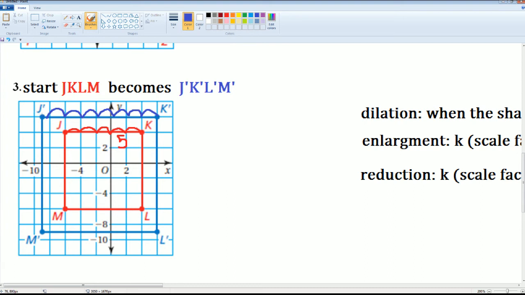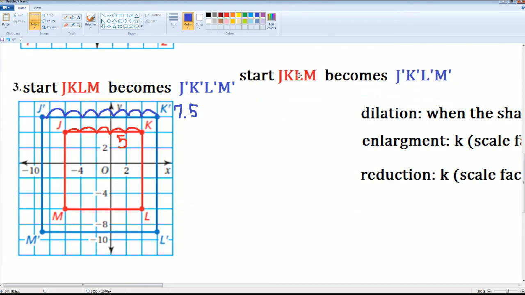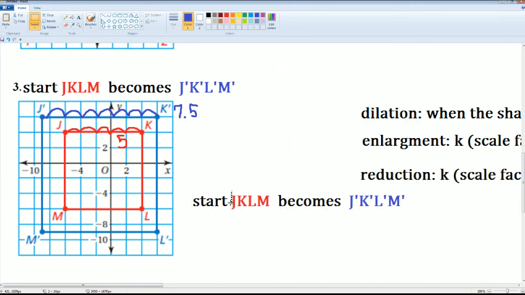But do you see how it's a half? So it's like 7.5. Oh man, there's a little fraction here. Oh, that's going to be interesting. So, let's just grab this so we know which one to plug in. Okay. Alright. So, it starts here on JKLM. What value was that?